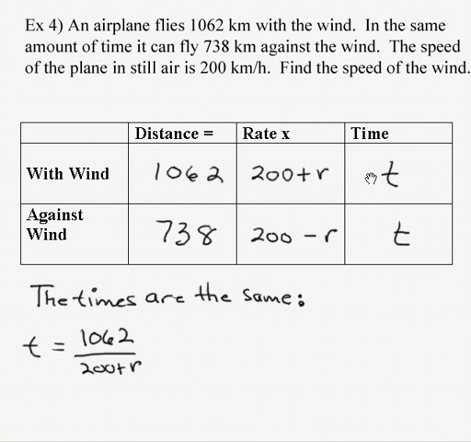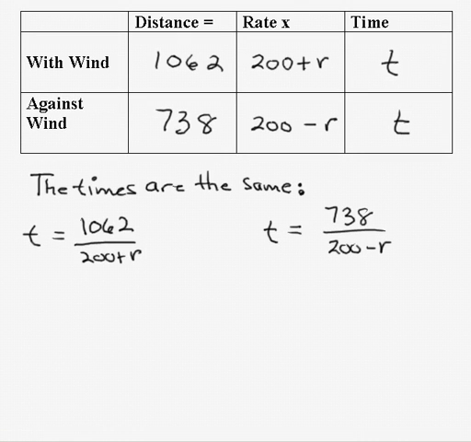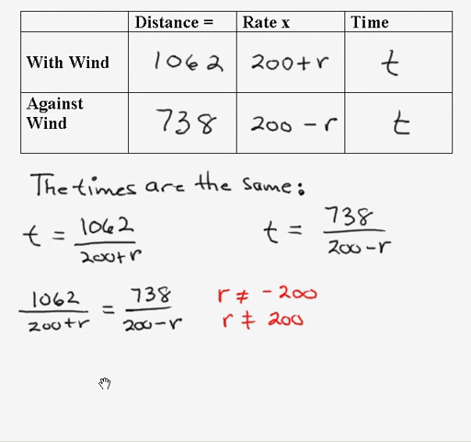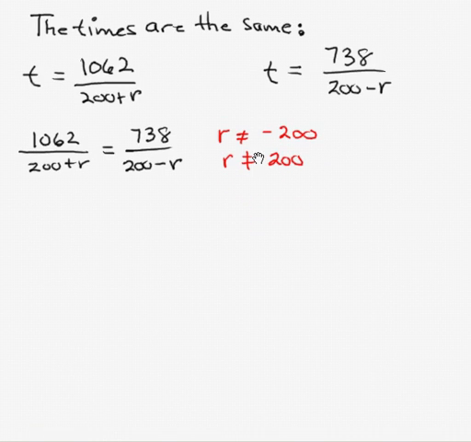Let's take distance equals rate times time and turn it around a little bit so we know that time is distance divided by rate. So with the wind, that's 1,062 divided by 200 plus r. Against the wind, that's 738 divided by 200 minus r. Since the times are the same, we can set 1,062 over 200 plus r equal to 738 over 200 minus r. Solve the equation. Well, first we need to watch out for our restrictions. If the wind is negative 200 miles an hour, or the rate of the wind is 200, we're in trouble.